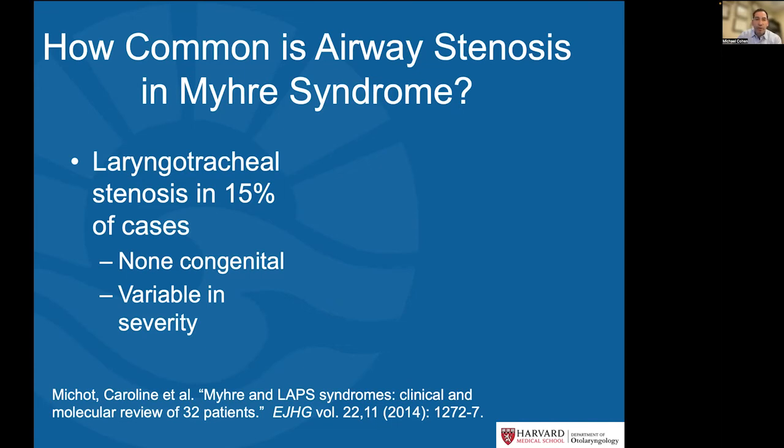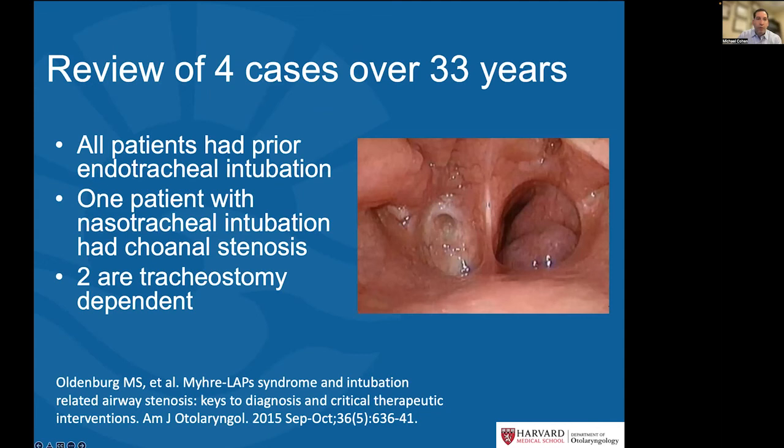In one review, which looked at 4 cases over 33 years, it was noted that all patients with airway laryngotracheal stenosis had prior endotracheal intubation. One patient who had nasotracheal intubation, meaning the breathing tube is inserted through the nose down into the airway, developed choanal stenosis, an example of which can be seen here. This is one side of the nasal cavity, which is wide open, and the other side, which is narrowed by scar. And in 2 patients in this case series, there was the need for tracheostomy.